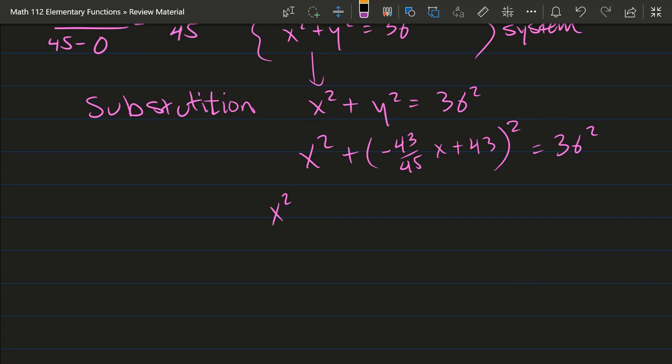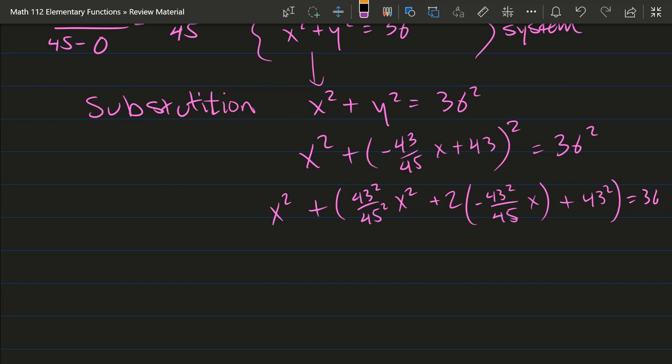So we've got x squared plus, foiling this, we have 43 squared over 45 squared x squared. So I squared the first term. It does become positive. Now we're going to multiply inside outside terms. So we get minus, and there's going to be two of these, so we'll go with two times. These terms are going to be negative. We're multiplying these two together. We have 43 squared divided by 45x. So that's the product of those two terms, and we get two of those. Now I'm going to square the last term, plus 43 squared equals 36 squared.